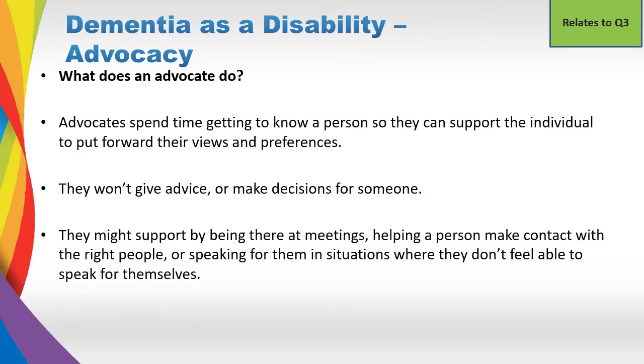So what does the advocate do? The advocate will spend time with the person and get to know them so that they can support them individually and put forward their views and preferences. They don't give advice or make decisions for anybody, but they might support people by being there at meetings, helping a person make contact with the right people, and speaking for people in situations where they might not feel that they're able to speak for themselves.